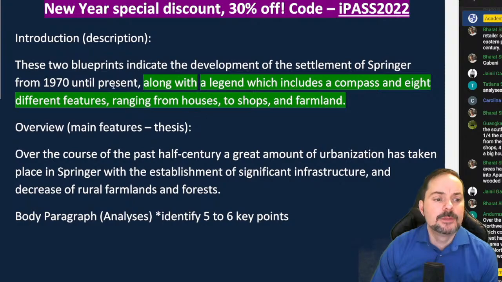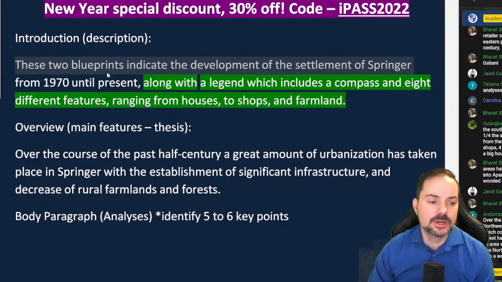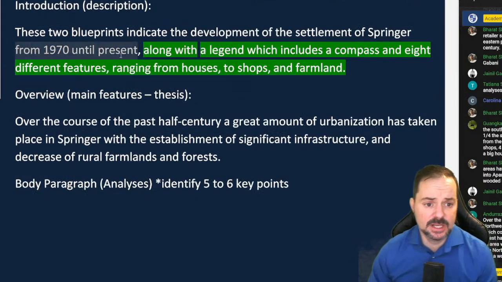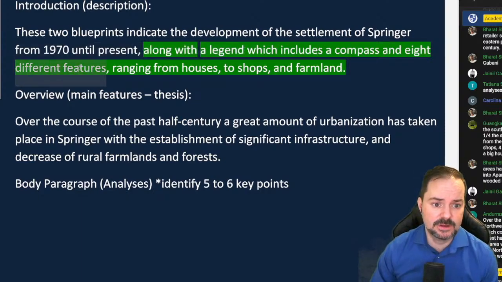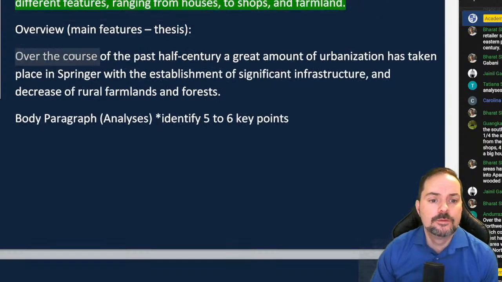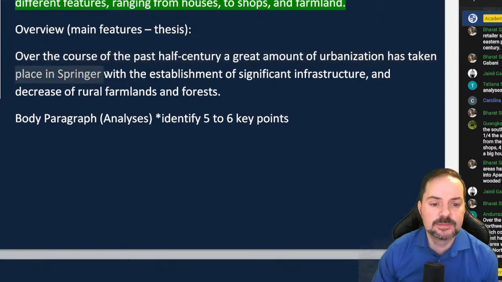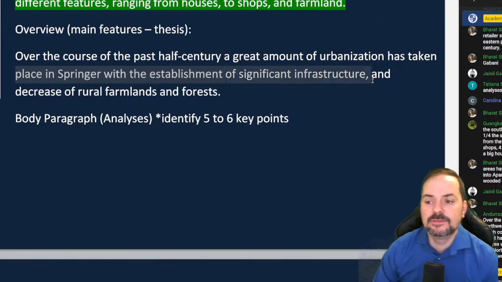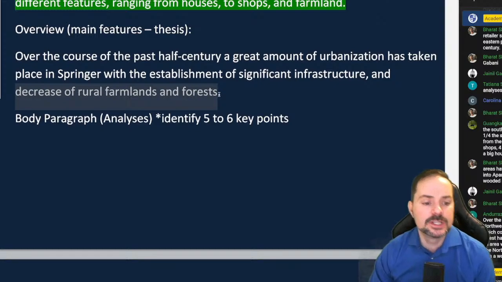And then I'm going to read my whole essay to make sure that it makes sense. Here we go. So these two blueprints indicate the development of the settlement of Springer from 1970 until present, along with a legend which includes a compass and 8 different features ranging from houses to shops and farmland. Over the course of the past half-century, a great amount of urbanization has taken place in Springer, with the establishment of significant infrastructure and decrease of rural farmlands and forests.